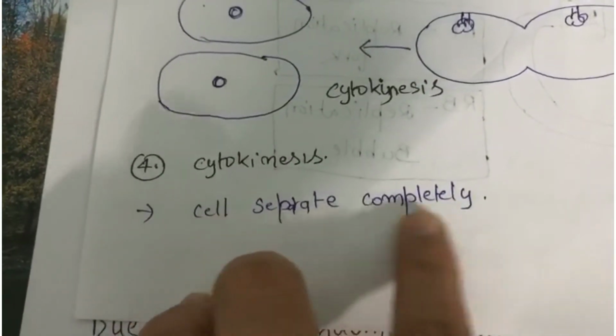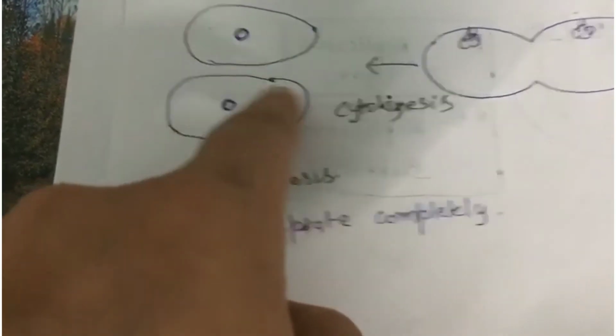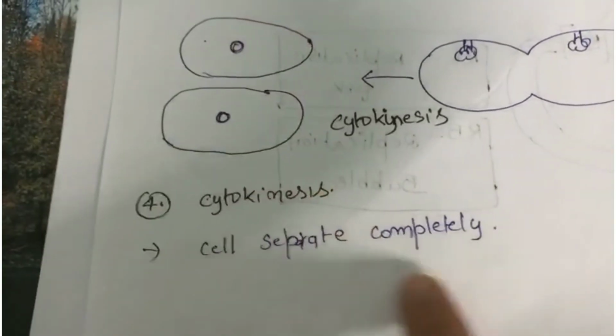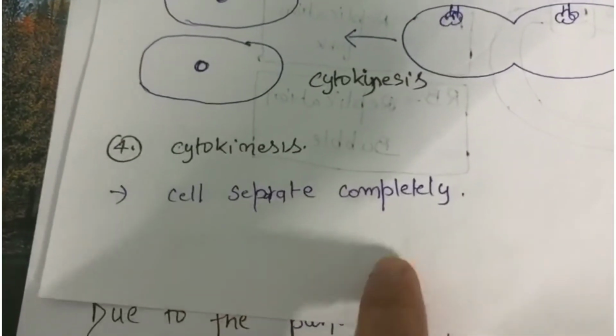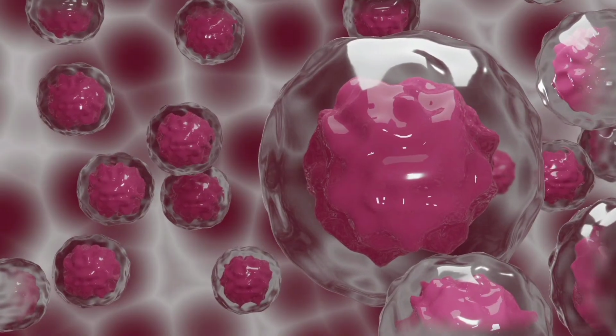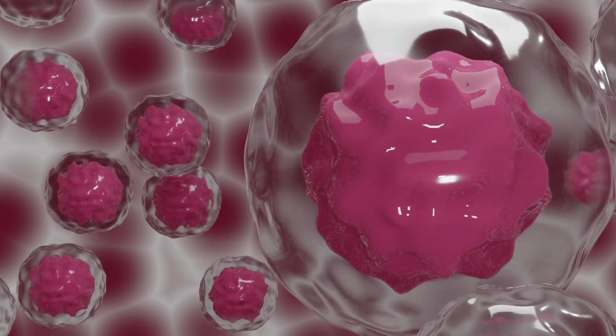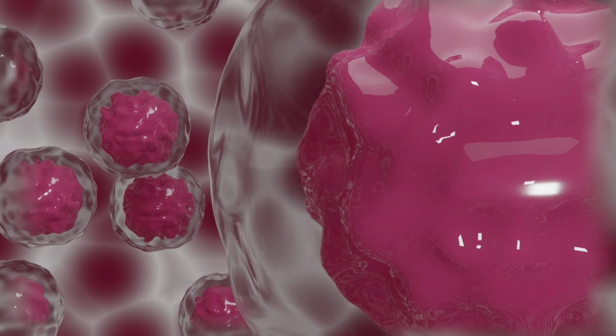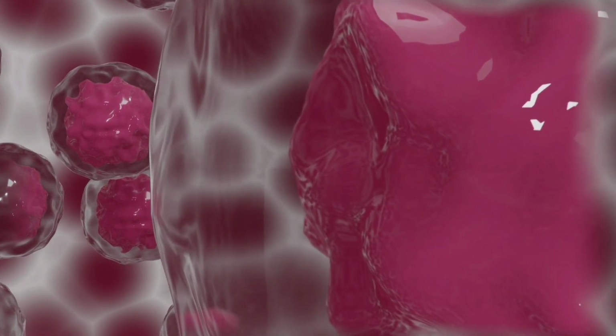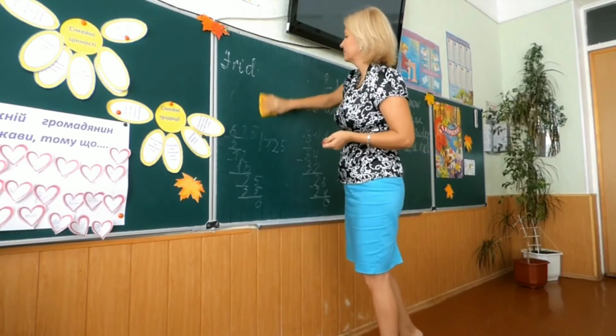At the end, cytokinesis occurs and then the cell is completely divided into two cells, or you can say two daughter cells, and they will form two cells. And this is the process of bacterial cell division.